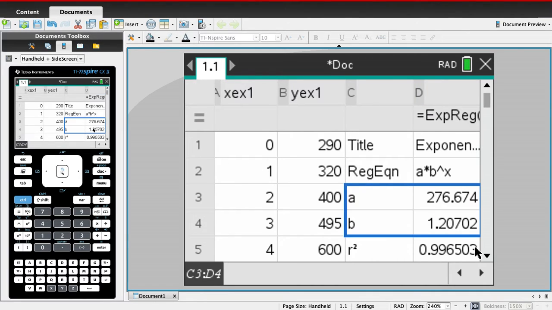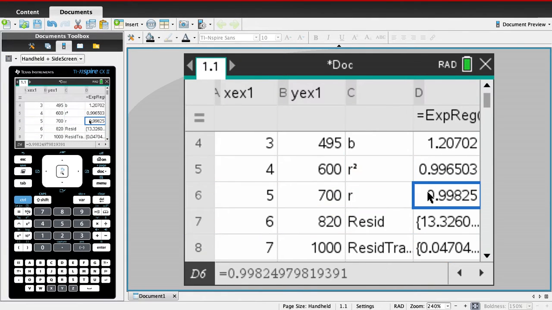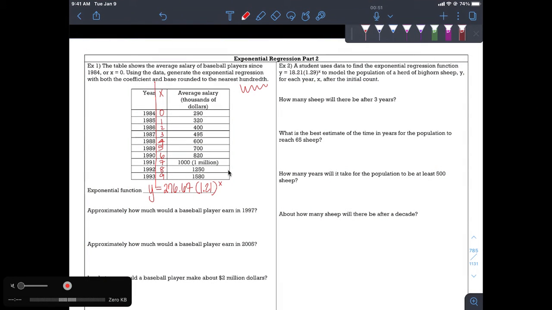Now, here is the equation that they gave me. So y equals 276.67 times 1.21 to the power of x. It is a 99% fit, so that means that these data points are going to be really close to this exact equation. All right. So again, my function is going to be y equals 276.67 times 1.21 to the power of x. So I got that written down.